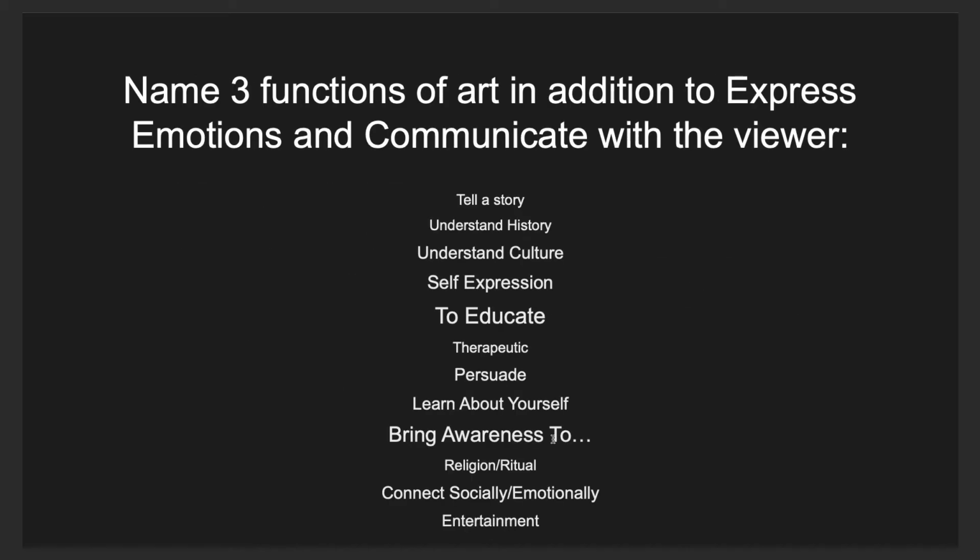Name 3 functions of art in addition to express emotions and communicate with the viewer. Well, we got tell a story, understand history, understand culture, self-expression, to educate, therapy, persuade, learn about yourself, bring awareness to a historic event or something happening at that moment. Religion, to connect socially or emotionally with others, and also entertainment.